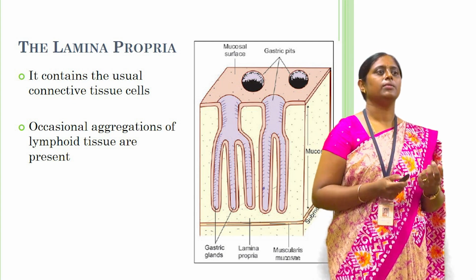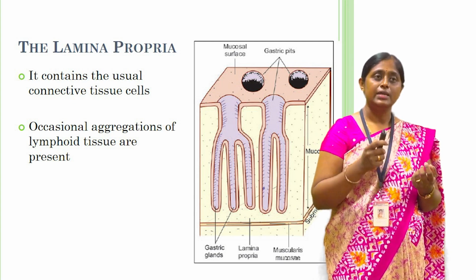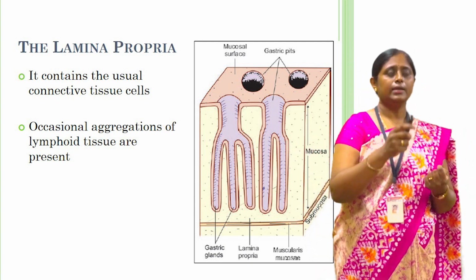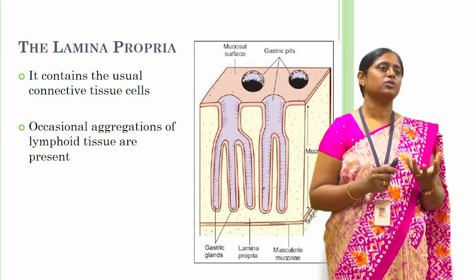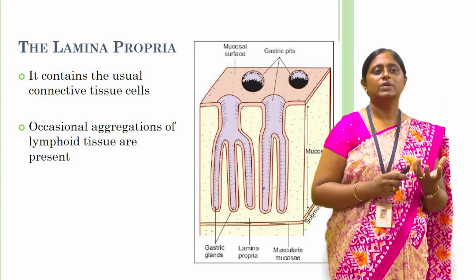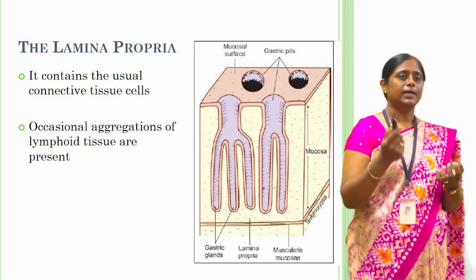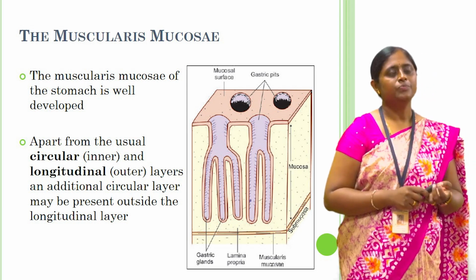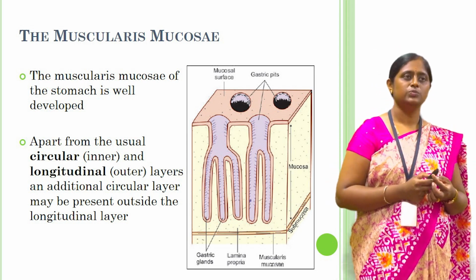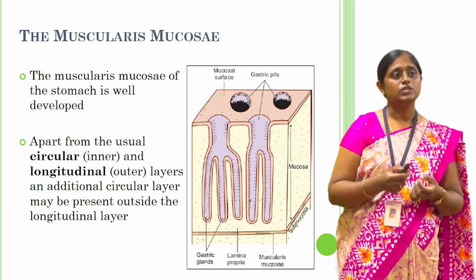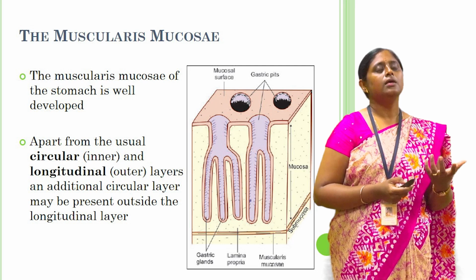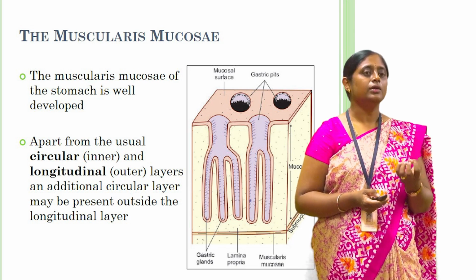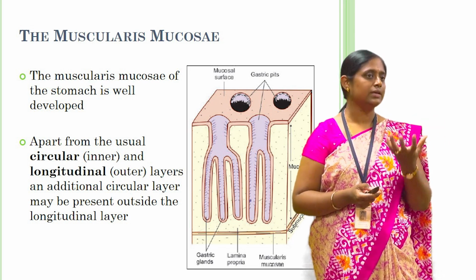And then comes the lamina propria. Lamina propria is the region wherein these gastric pits form the depression. In the lamina propria, there is aggregation of some lymphoid tissues that can be seen. Then comes the muscularis mucosae. As discussed earlier, as the name refers, it consists of muscle layers, that is, circular and longitudinal muscles are present in this particular layer, which is basically helpful for mixing of the intestinal contents.